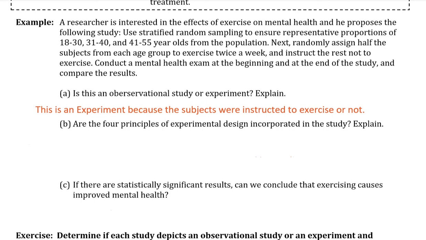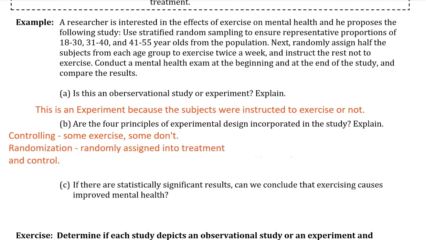As for the 4 principles of experimental design, we first have the concept of controlling. For controlling, we notice that there is a treatment group and a control group here, and it seems like the researchers are trying to control any other differences. All they're trying to show is that some get exercise and some do not. So they are applying a treatment and trying to control any other differences. For the second principle, randomization, they were randomly assigned into treatment groups and into control groups. It was explicitly stated in the description in the third sentence.